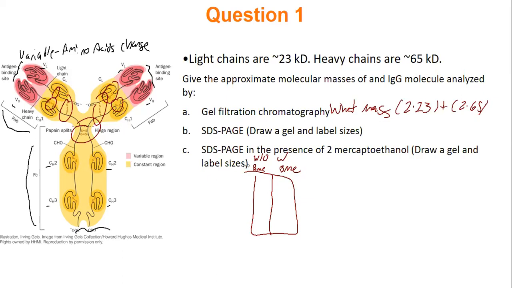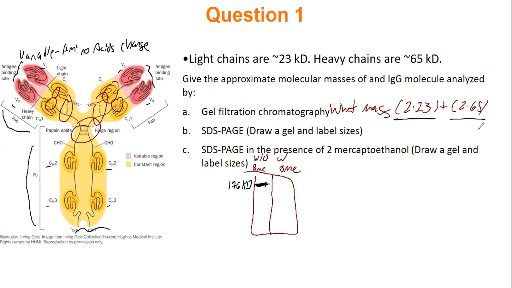Beta-mercaptoethanol. Who can tell me what beta-mercaptoethanol does again? What does BME do? Breaks disulfide bonds. Fantastic. So if you had an antibody and you ran it on an SDS-PAGE without it, you would get one giant band at roughly, what was my math again? 176 kilodaltons. That 176 is this math, 2 times 23 plus 2 times 65.